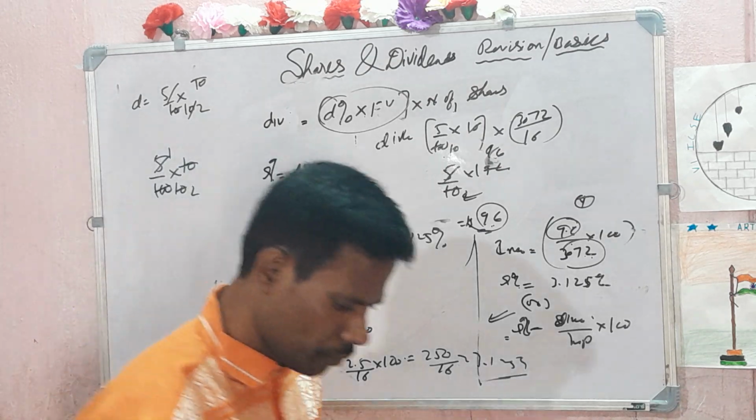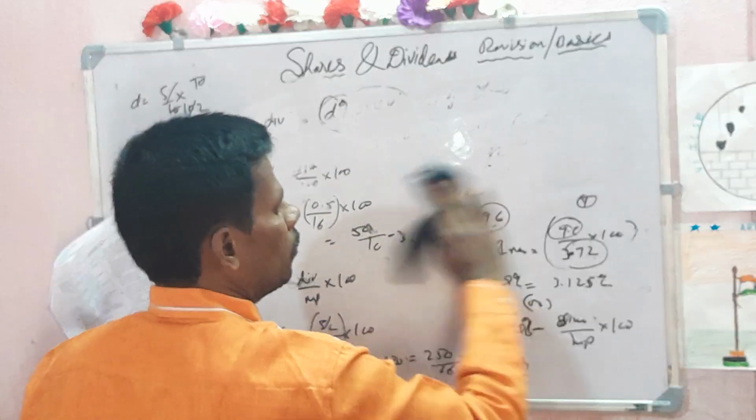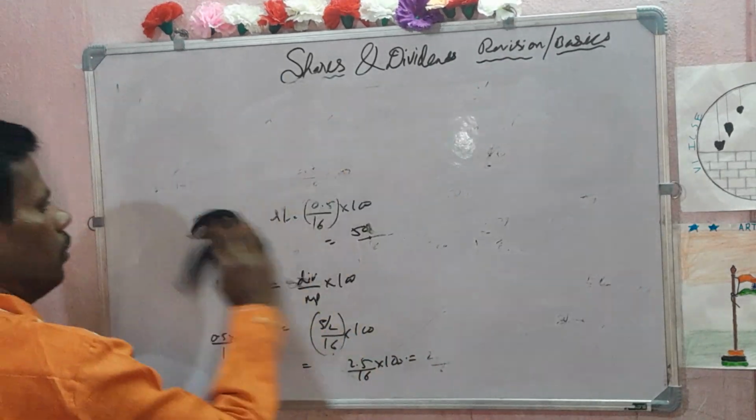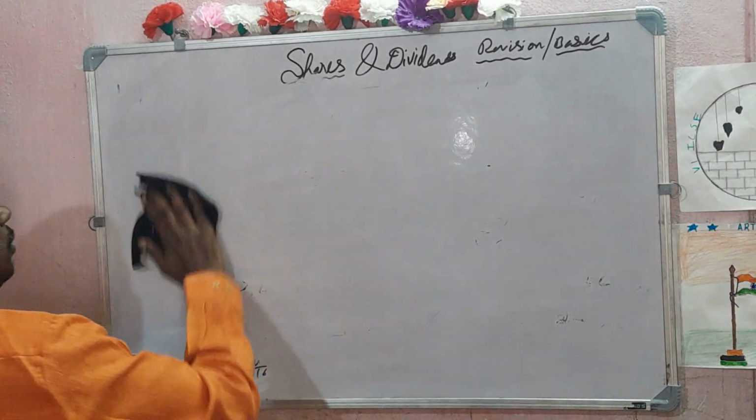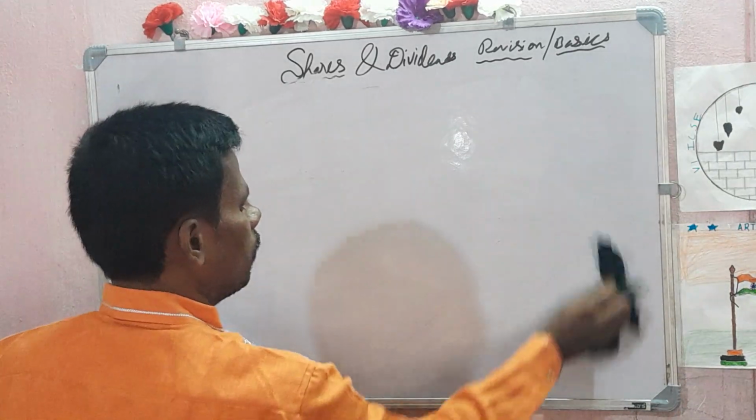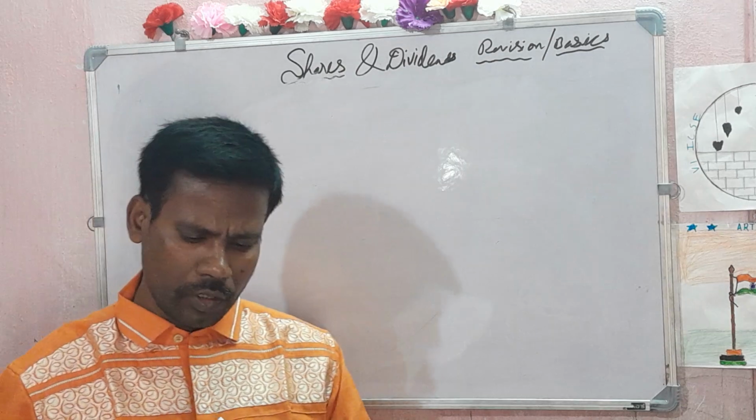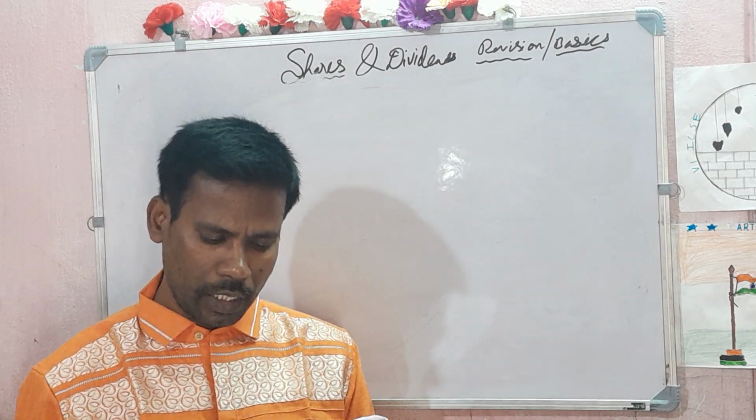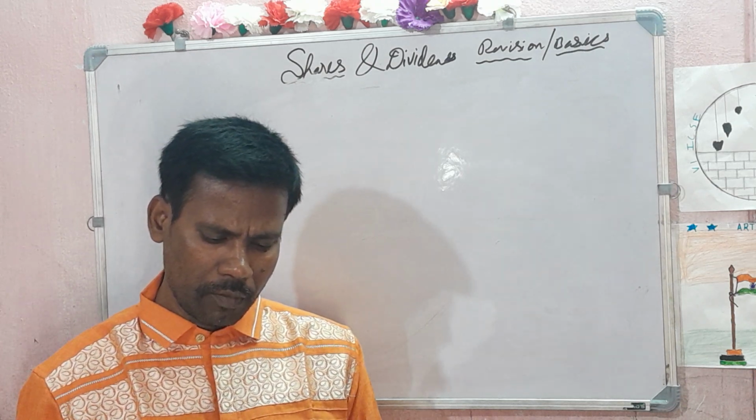Next, sixth question. A man invests 7,700 in a company paying 5% dividend when a nominal value, meaning face value, of 100 sells at a premium of 5.